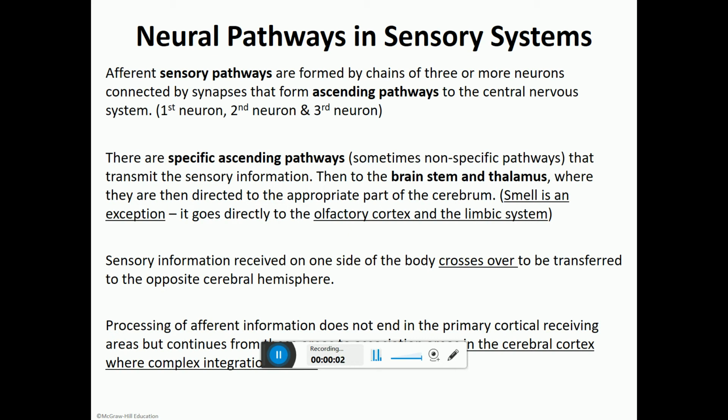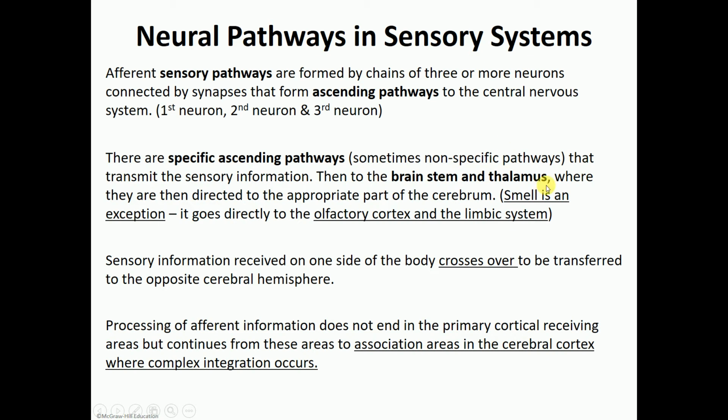So in part 1, we talked about the receptors and the different kinds that we have. In this part, we're going to talk about what is known as the neural pathway in the sensory system, which basically means now that we've activated the receptor, how is that action potential going to reach the sensory cortex? Okay, so the sensory pathway is basically an ascending pathway. It would have to ascend the spinal cord, go up to the brainstem, and then go to the thalamus.